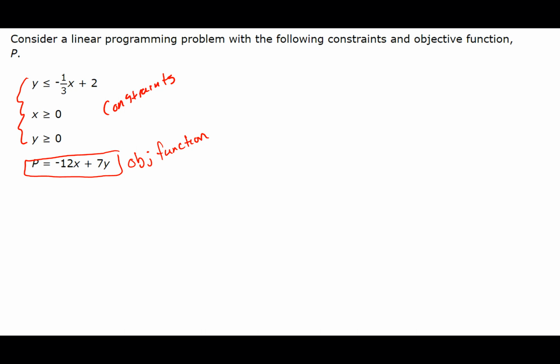Okay, the constraints are expressed as an inequality. And so we have a line here, negative 1/3 x plus 2. We want y values that are less than that. We want x values that are greater than 0. And we want y values that are greater than 0. Okay, so those are the constraints that we are given for this problem.